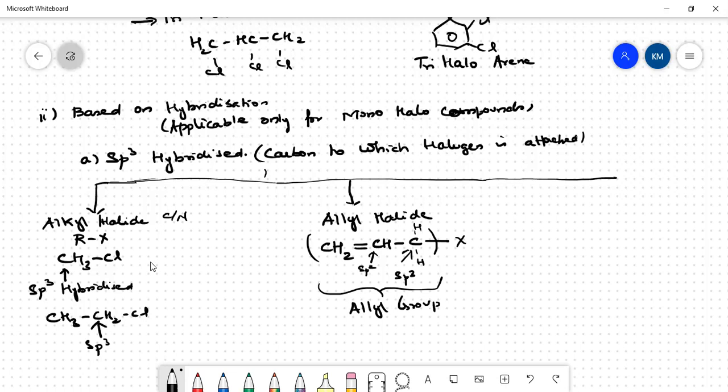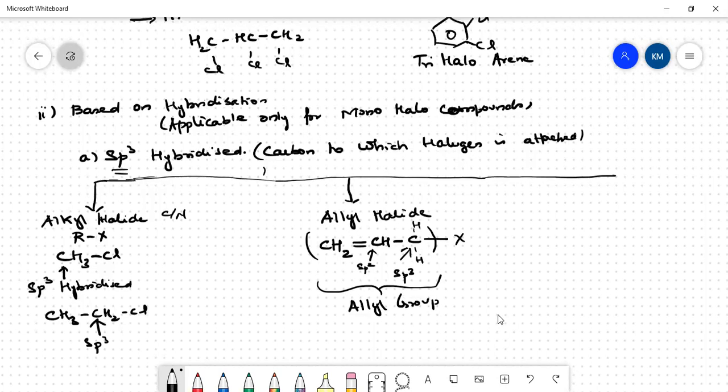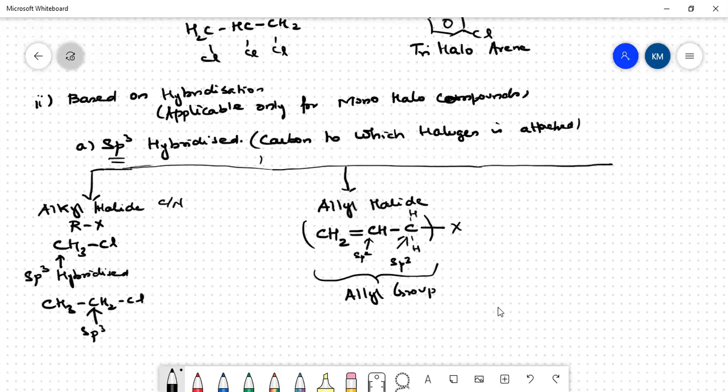புரியுதா? This is still sp3 hybridized now. The carbon to which the halogen is getting attached is sp3. But if that sp3 hybridized carbon is attached next to an sp2 hybridized carbon, okay, that is an allyl group. அப்ப அந்த மாதிரி இத we say allyl halide. Okay. So for example, CH2 இதேதான் CH2 double bond CH CH2 Cl. Naming பாப்போம். So this is allyl halide.